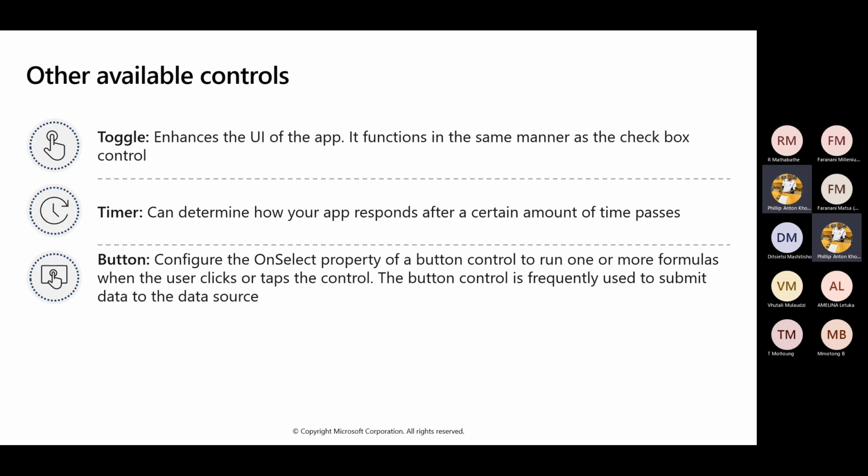Everyone knows a button, where you can configure the on-select property of a button control to run one or more formulas when the user clicks or taps the control. Now, the button control is frequently used to submit data to the data source. But then you would recall that in module 1, we made an application that sets a value to true so that we can see our welcome text. So you can do quite a lot of things by leveraging a button's on-select property.